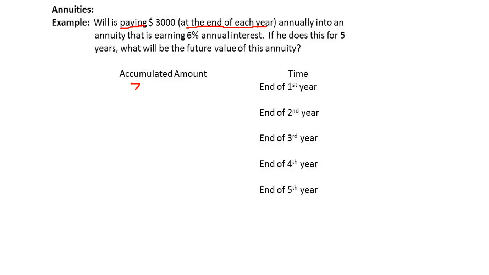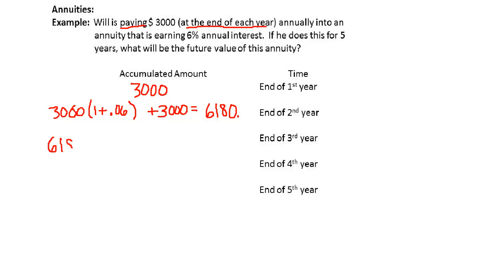At the end of the first year, the deposit's made at the end of the year. So at the end of the first year, we make our first deposit, and it has not had any time to earn any interest. At the end of the second year, though, that $3,000 that we deposited has had time to earn 6% interest. But don't forget, Will is depositing $3,000 every year, so I need to make sure I add in this new payment of $3,000, giving me a total value of $6,180 at the end of the second year.